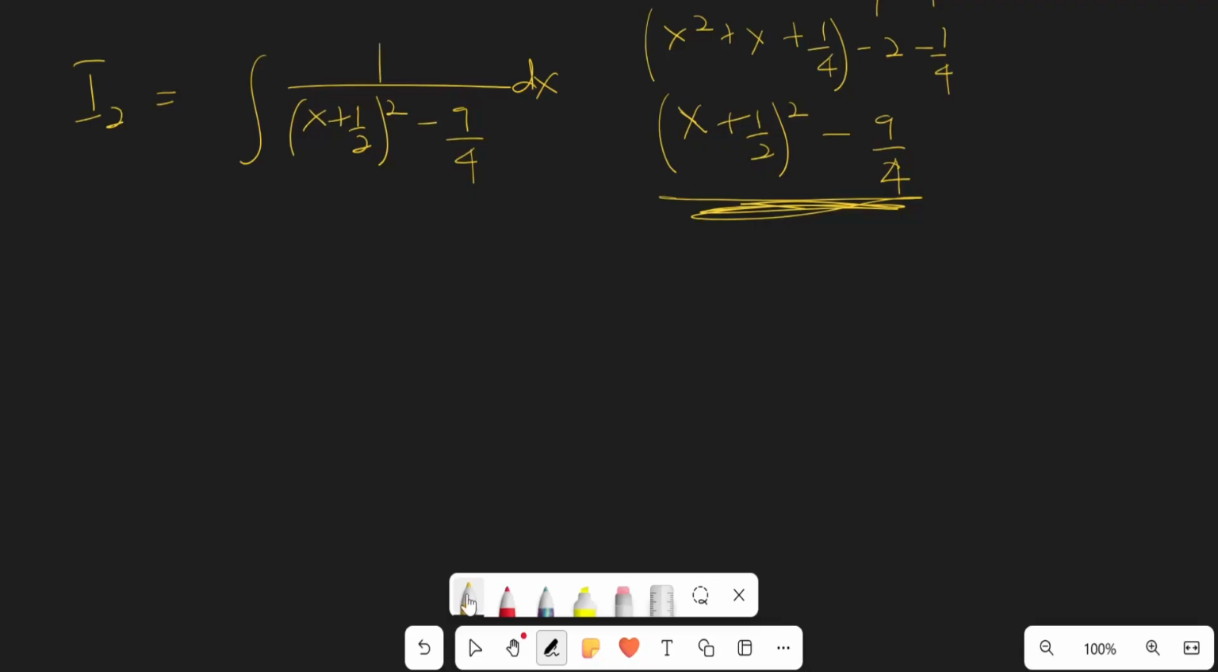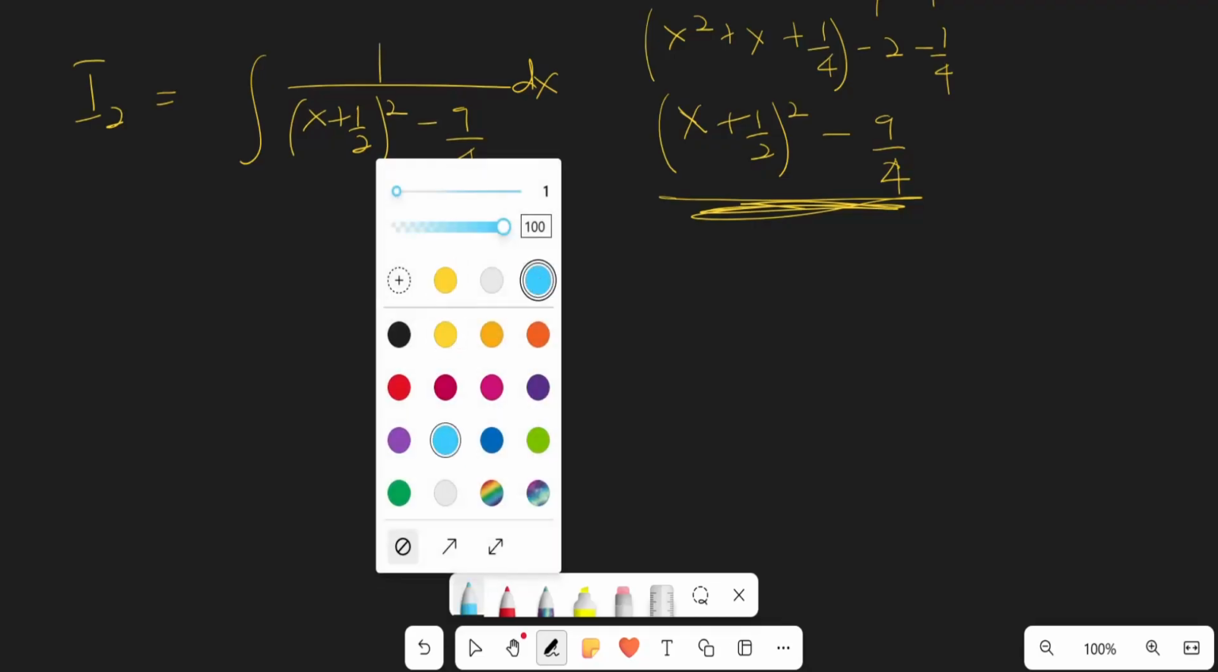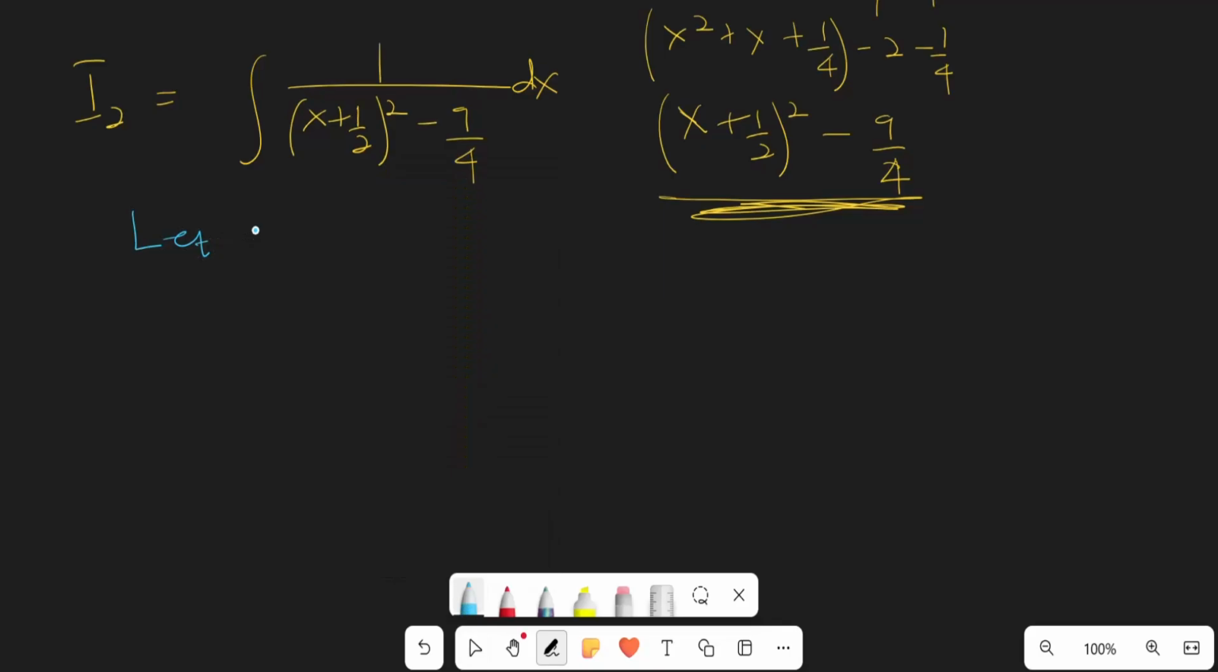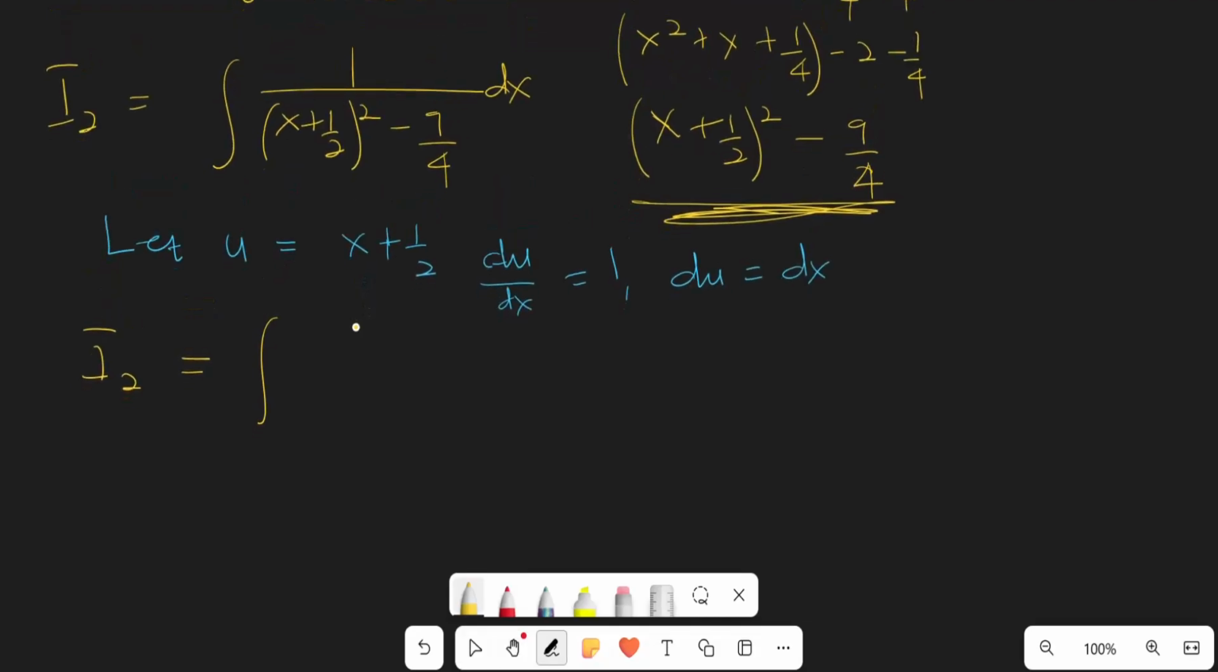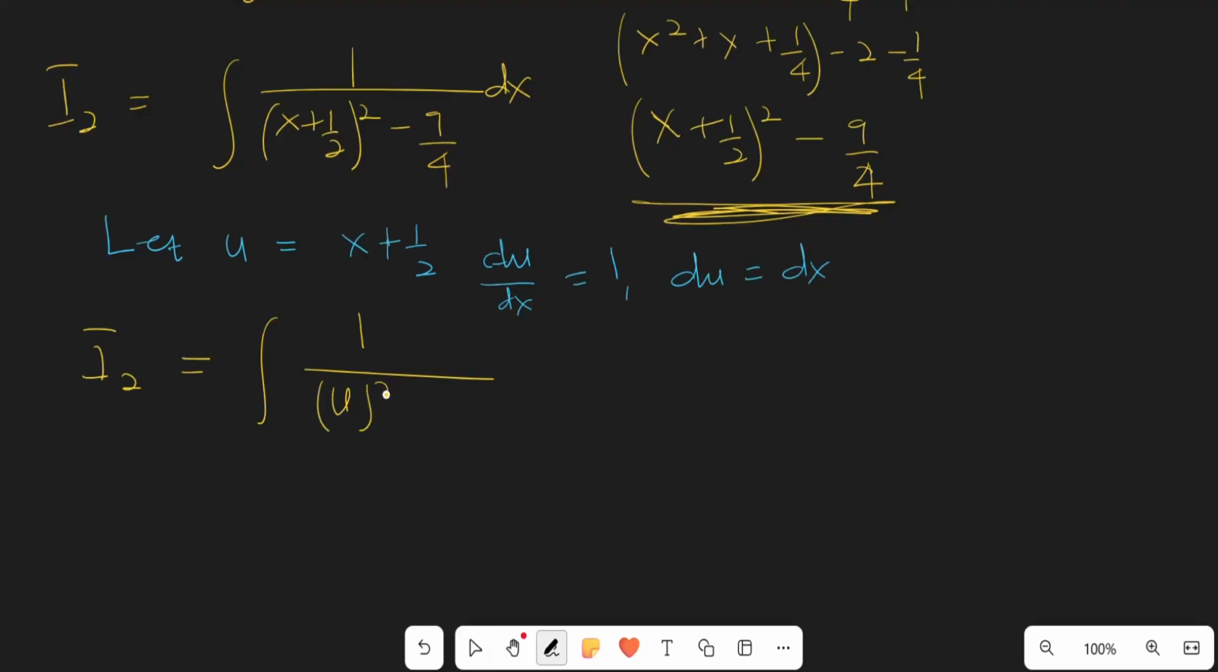Now we can do u sub. Let u equal to x plus 1/2. du dx is equal to 1. In that case, du is equal to dx. So our integral, we can now take our integral from the x world into the u world. I2 is the integral of 1 all over x plus half, which is u, squared minus 9/4 du.